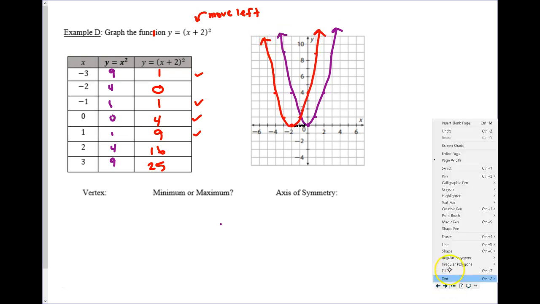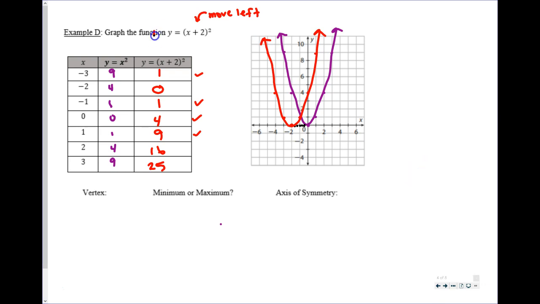In fact, if you draw a little black line here, you'll see that every point is actually 2 away, right? There's all of the shifts. We've shifted all of our points 2 to the left. That's how a horizontal shift works in a quadratic, and this is what the function for it looks like.